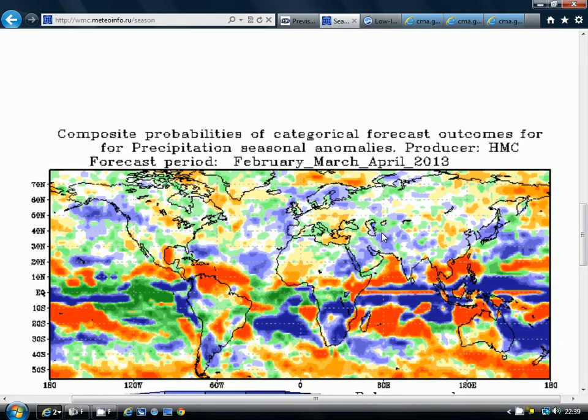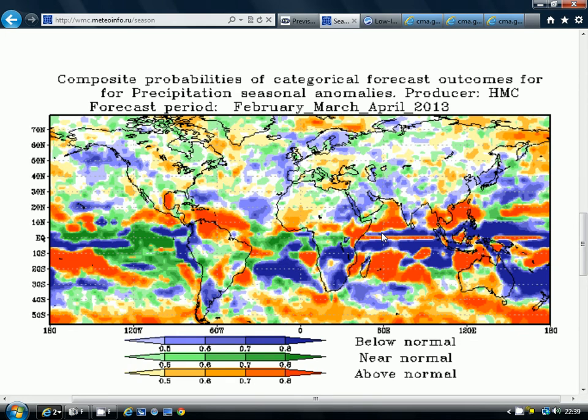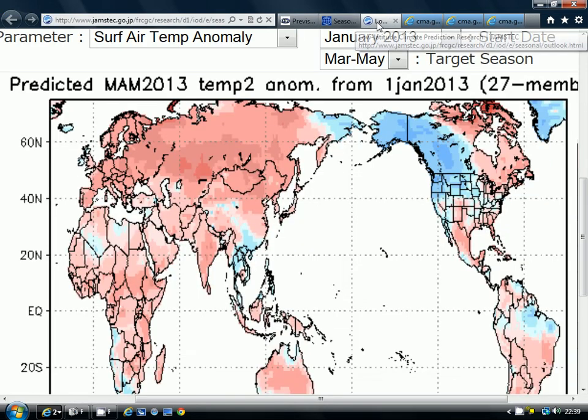If you have a look at the precipitation for February, March, April, the probability is for a drier than average spring there across the British Isles. So the Russian model is going for a cool and dry first part of the spring.